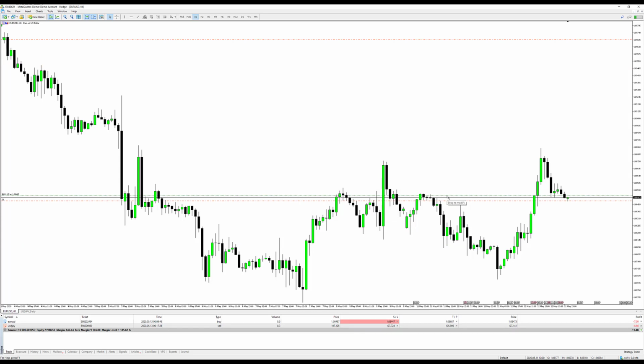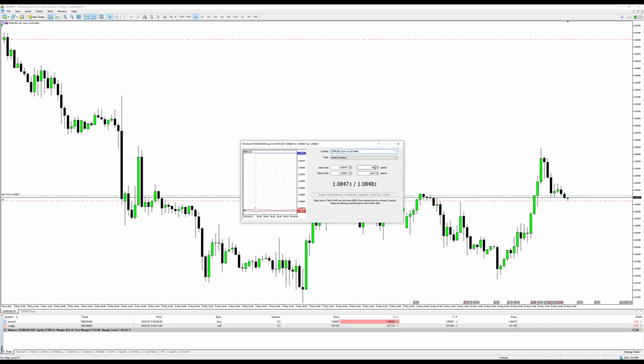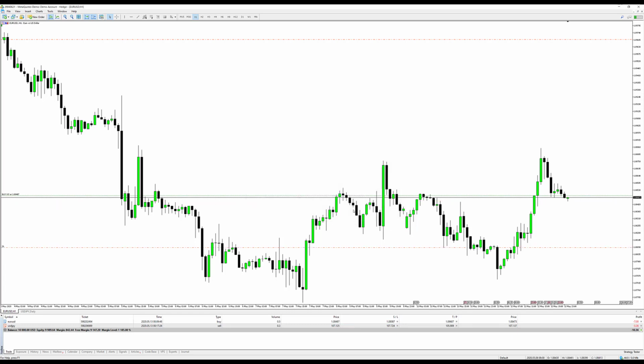My stop loss is too small, that means I've put only 4 pips. I'm supposed to add another 0 here. There is my 40 pip stop loss and my 120 pip take profit target, which equates to a 1:3 risk reward ratio. So that's how easily you can determine your stop loss and your take profits.